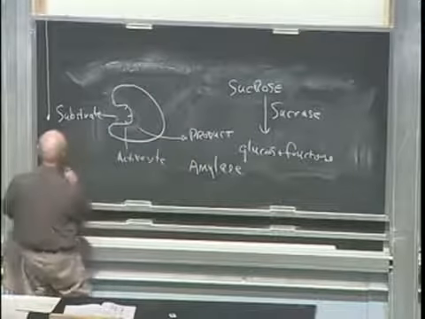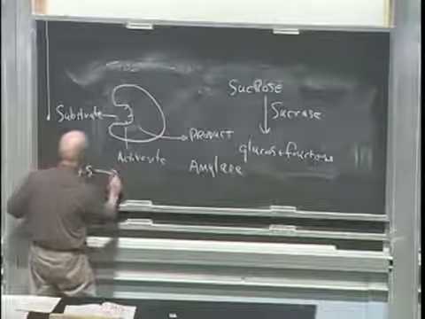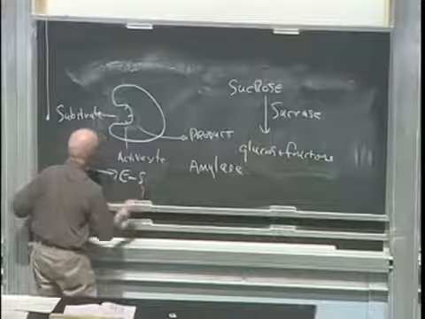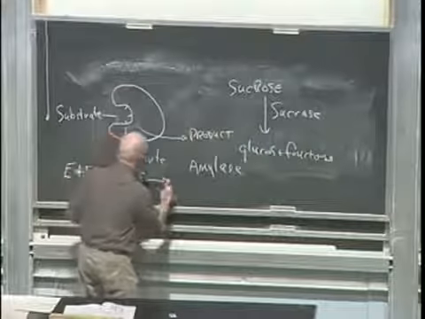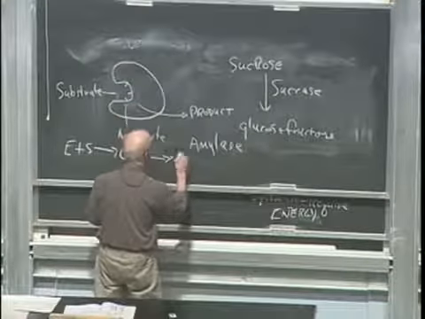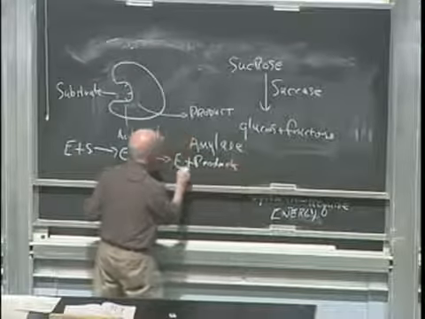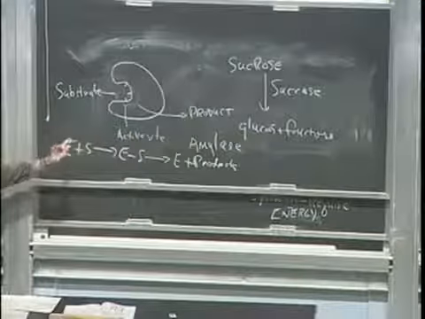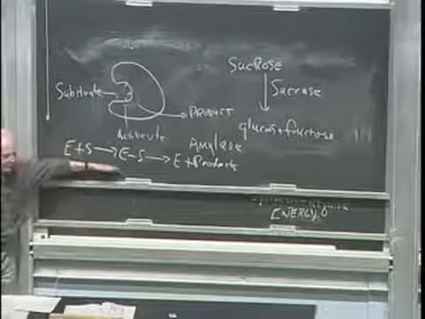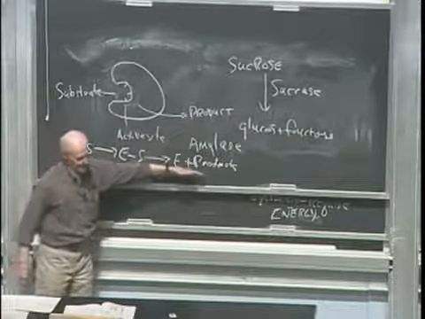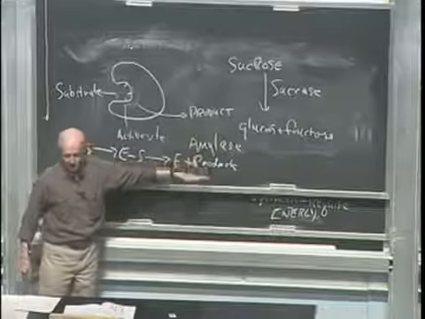So you have enzyme plus substrate forming an enzyme-substrate complex, and then the substrate is converted to products, so you have enzyme plus products. If the substrate stays around too long, this enzyme isn't going to work very well. If the products stay around too long, this enzyme isn't going to work too well.